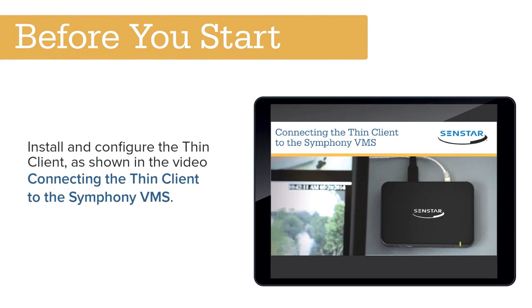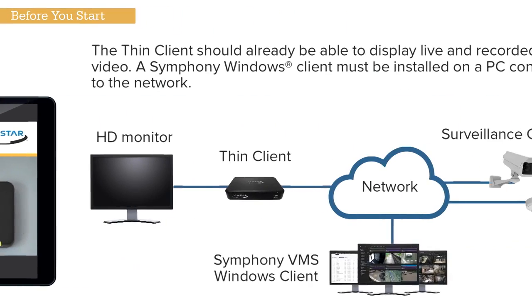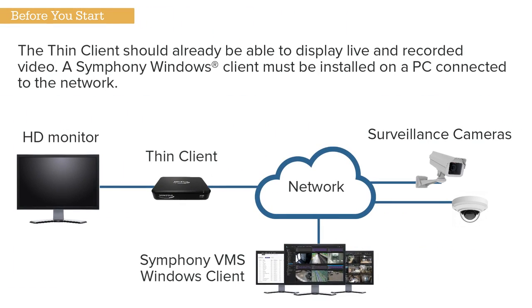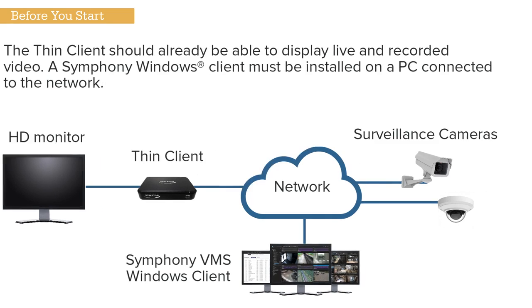Install and configure the thin client as shown in the video connecting the thin client to the Symphony VMS. The thin client should already be able to display live and recorded video. A Symphony Windows client must be installed on a PC connected to the network.